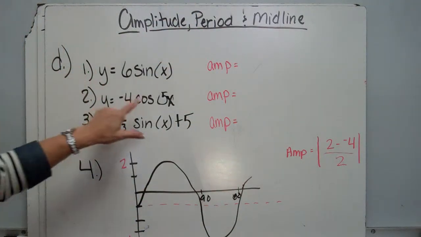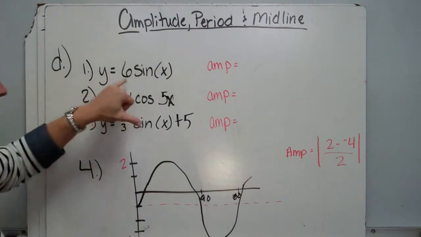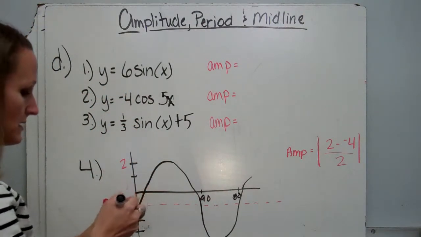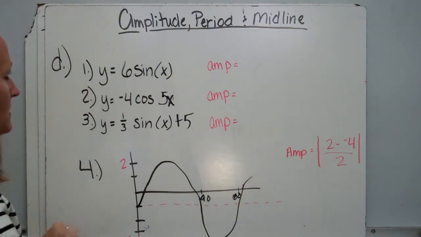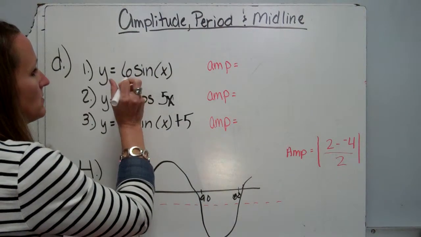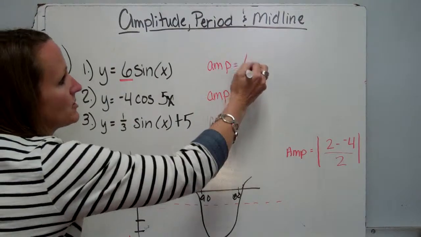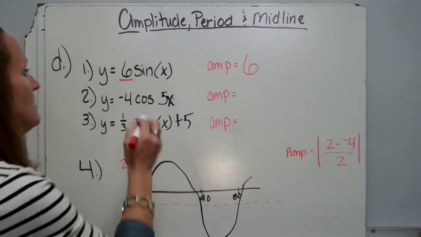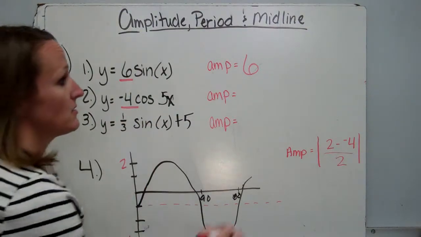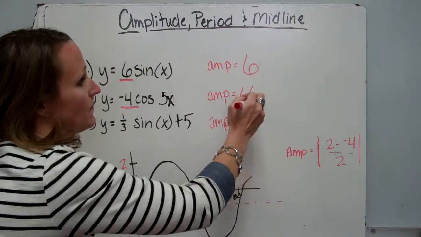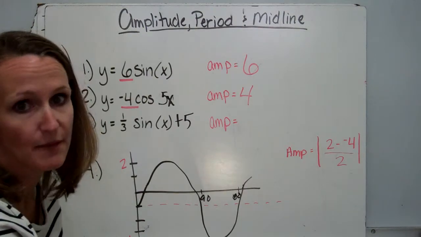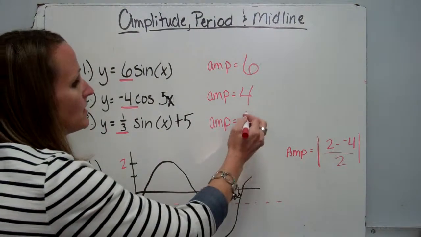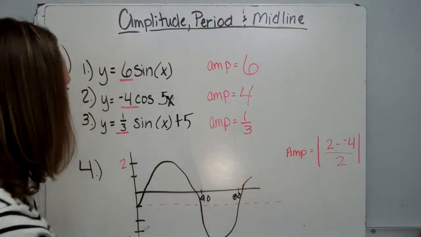So in this graph, the amplitude would be 6, because the 6 is in the A position, so the amplitude is going to equal 6. In this graph, this is in the A spot, so the amplitude is just going to be 4, because remember the amplitude is the absolute value of A. And in this graph, the amplitude is going to be 1/3.